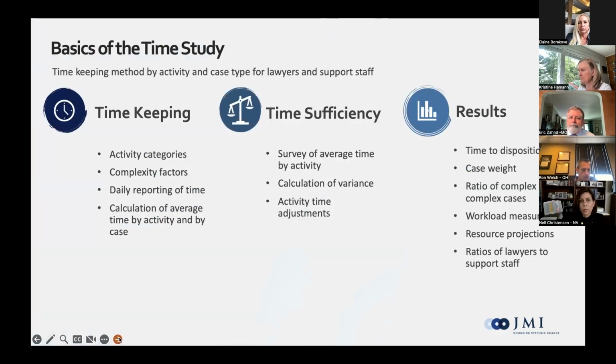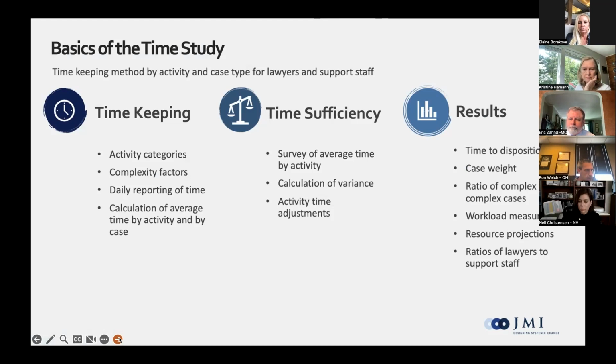So I just want to review with you, if you've not been through a time study, what some of the basics are. And it is important to note that you can do these time studies not only with the lawyers in your office, but support staff as well. Because one of the things that you can get when you do that is a ratio of support staff to lawyers. And that's really important because obviously if lawyers are performing more support staff type work, and you're asking for more lawyers based on that, it's more fiscally feasible for counties, I think, to say, oh, we could pay for more support staff so that the lawyers could do the lawyer work.